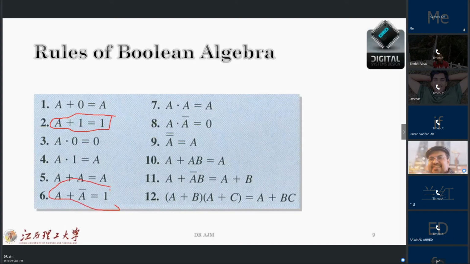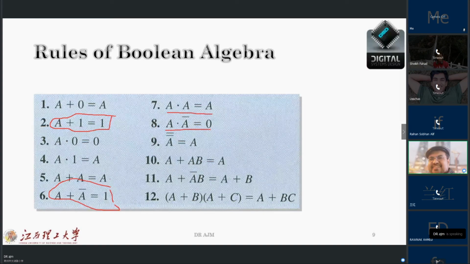Another one: A dot A is A. We can say that also. A dot A bar is zero. As you see. And number nine is that A bar bar is equal to A. It means that if you take the complement of the number two times, it becomes the same thing.